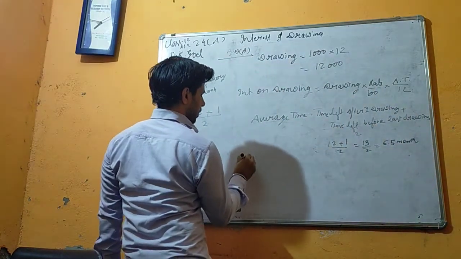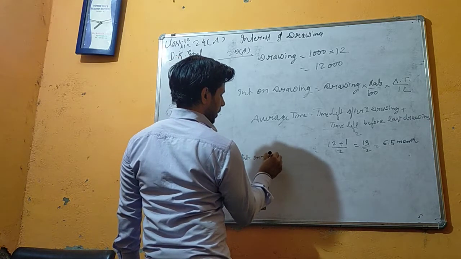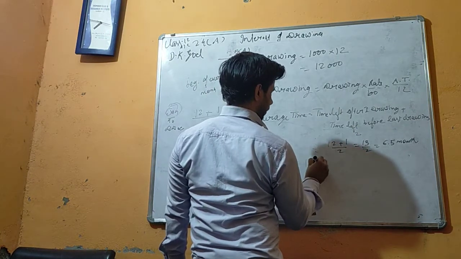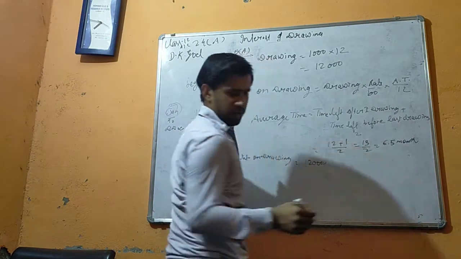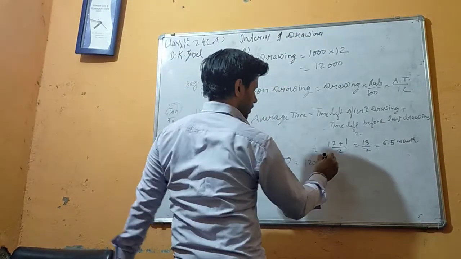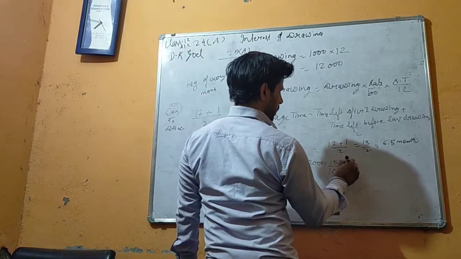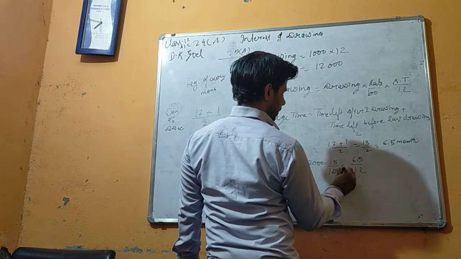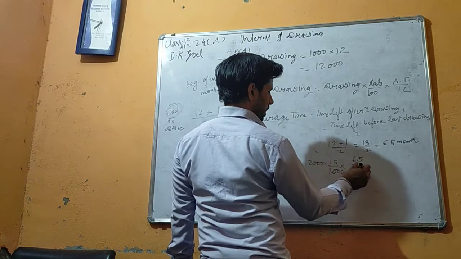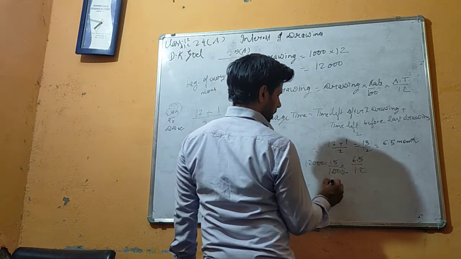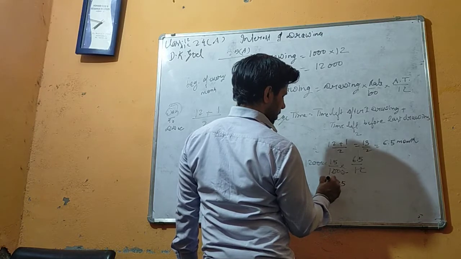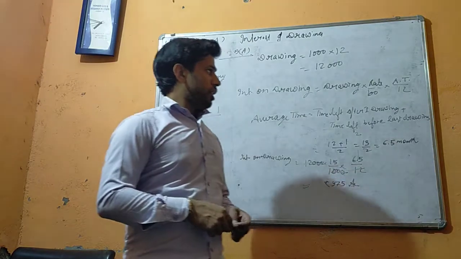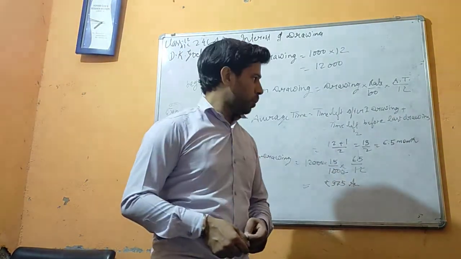In interest on drawing, we'll calculate: interest on drawing is equal to drawing, 12,000, into rate, 15%, upon 100 into 6.5 upon 12. Now we put a zero by removing the point. Triple zero cancelled, 12 cancelled, multiply, and that will be 975 rupees. This is how we calculate interest on drawing in such a method, children. Understood? If you have any confusion, you can ask any time. I hope you understood this.